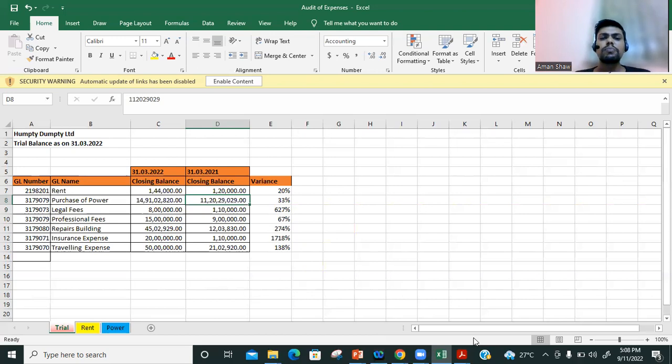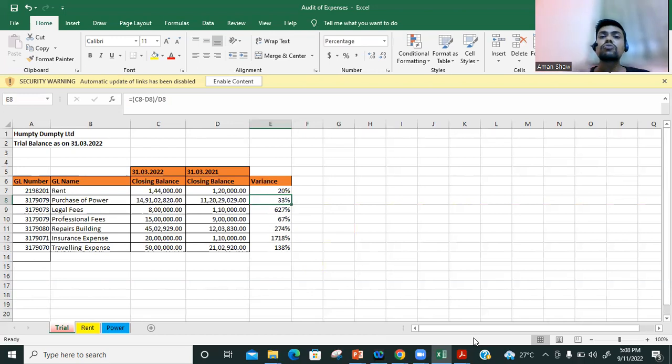Now there is a variance of 33%. In order to identify why this variance is happening, why the power figure has increased compared to last year, there are a lot of reasons it can happen. And if you're doing an internal audit, you can do an in-depth analysis of that. One reason can be that the per unit rate has increased. Suppose previously it was charging 10 rupees per unit of kilowatt hour, and right now it is charging maybe 12 rupees. That can be a reason.